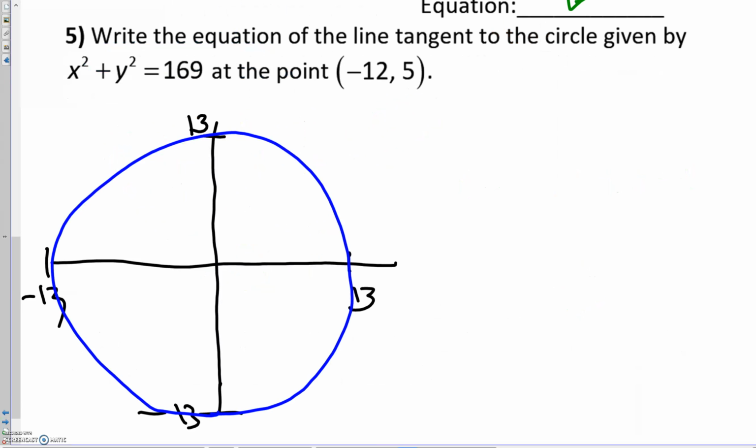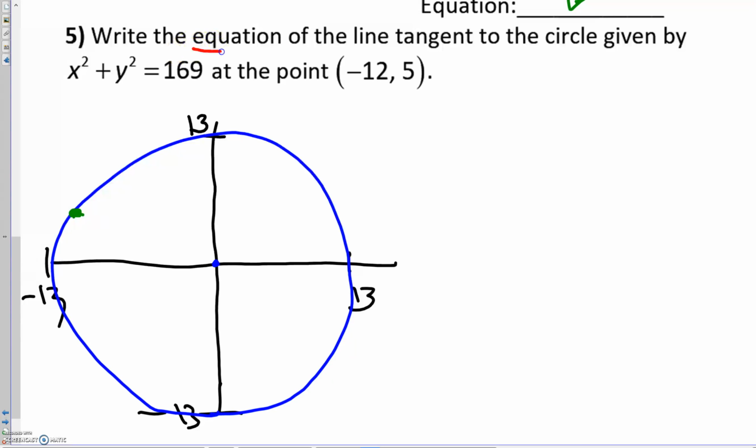So write the equation of the line tangent to the circle given by x^2 + y^2 = 169. So a circle, x^2 + y^2, has a center of (0, 0) and a radius of 13, which I've sketched. And we want to do that at the point (-12, 5). So that's going to be a point on the circle. So at (-12, 5) might be somewhere right here.